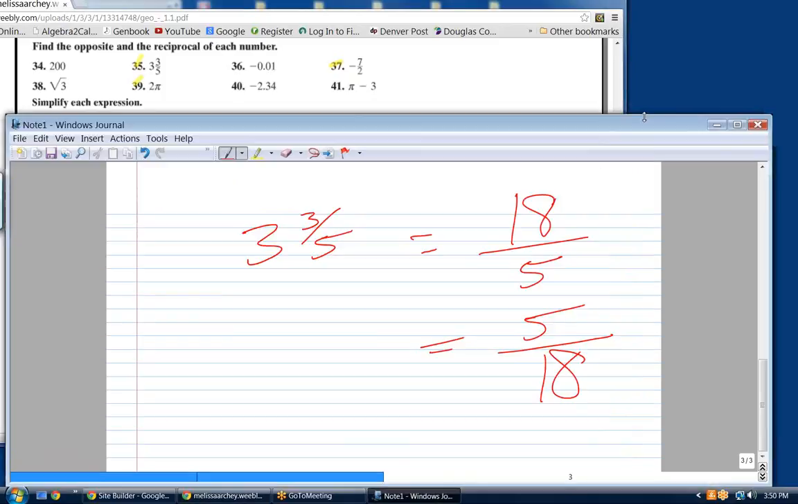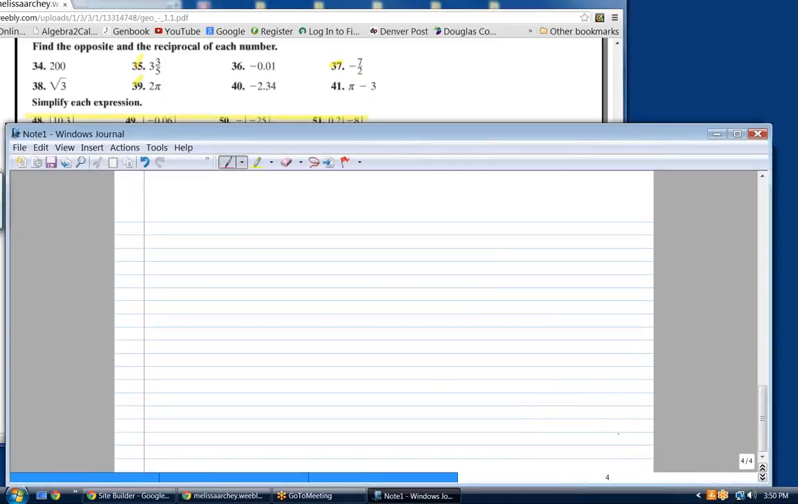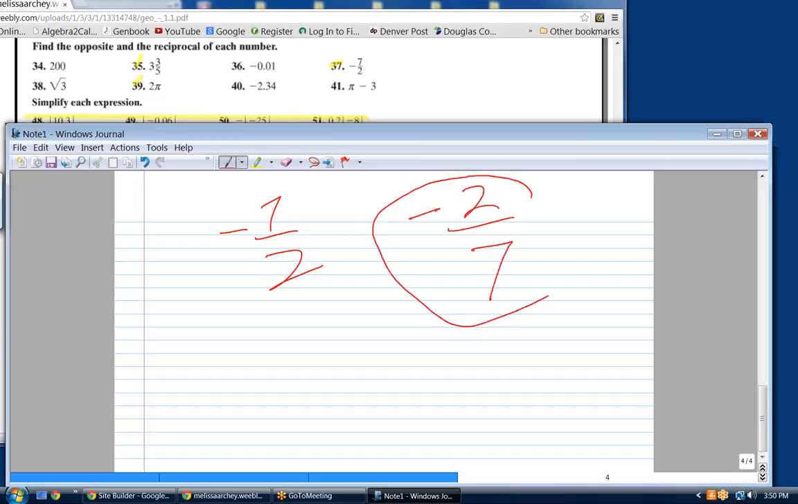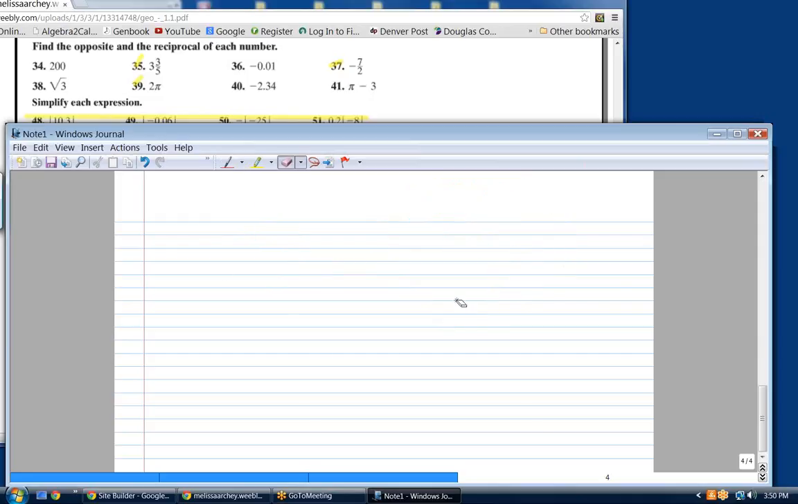What's the opposite of 7 halves? Negative 7 halves. Positive 7 halves. The opposite part's going to be pretty easy on these. You just change the sign. What's the reciprocal of it? Negative 2 sevenths. You must carry forward the sign when you do the reciprocals. When it says opposite and reciprocal, once you do the opposite, you leave it that way. There are two different answers. One answer is the opposite, the other is the reciprocal.